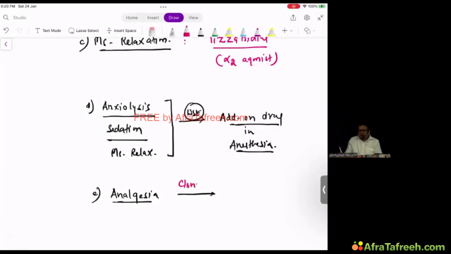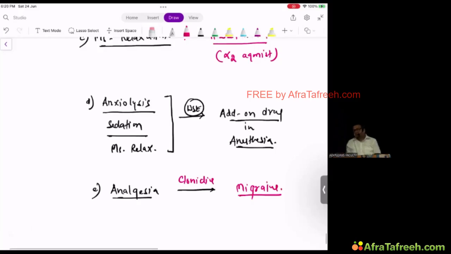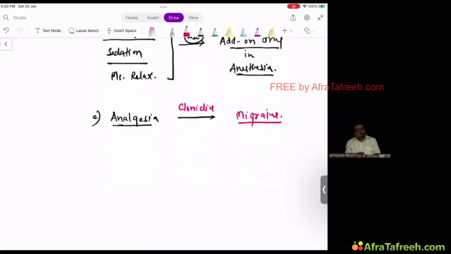Clonidine was tried earlier for the treatment of migraine. Now it is not used, but it was tried. It was used earlier in migraine also. In previous editions of the book, you will find migraine too.